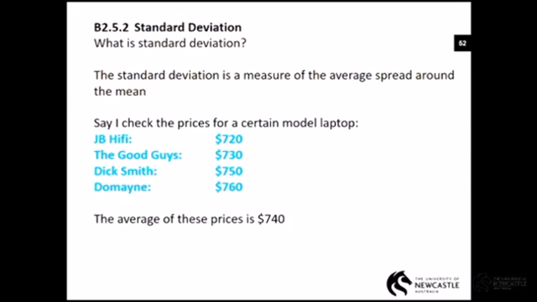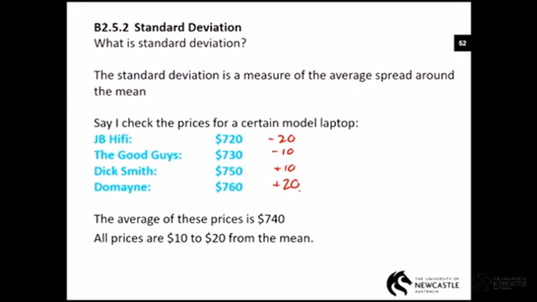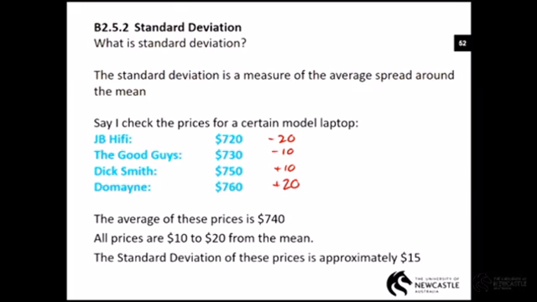But maybe I want to know how varied people were. No one quoted me 500, and no one quoted me 1,200. The variation wasn't massive. But how do I work out the variation? All the prices are 10 to 20 from the mean. 720 was 20 under the mean, 730 was 10 under, 750 was 10 over, 760 was 20 over. So on average, the results were 10s and 20s from the mean, approximately $15. That's rough as guts, but I would say the standard deviation of these prices was something like $15.